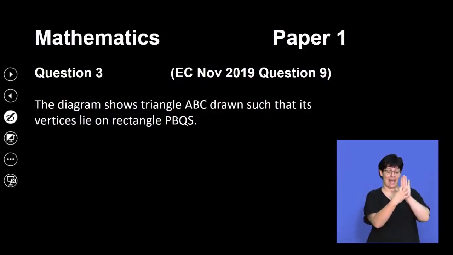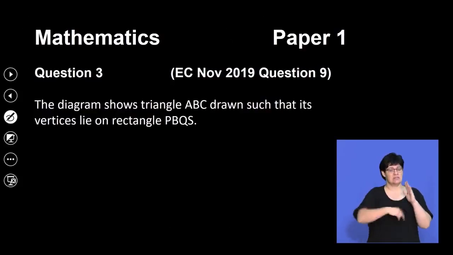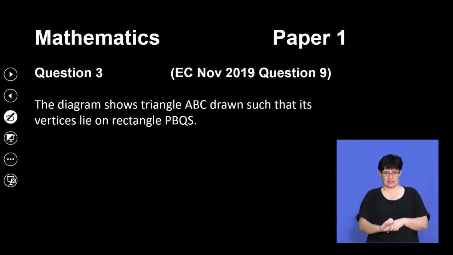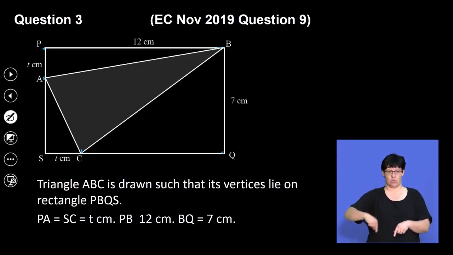The diagram, which we don't have in front of us, but it's definitely there. It's on the next page. I'm just going to read it though. The diagram shows triangle ABC drawn such that its vertices lie on rectangle PBQS. Okay, so let's have a look at that. All right, so there's our triangle ABC, and of course there's our rectangle PBQS. Oh, and we have it again.